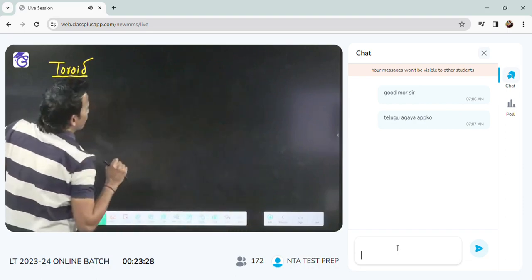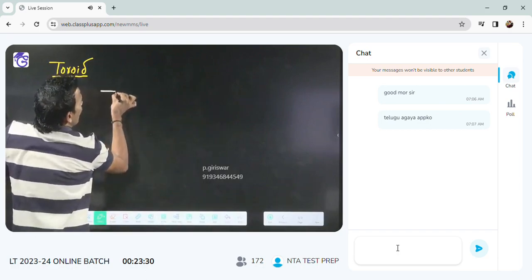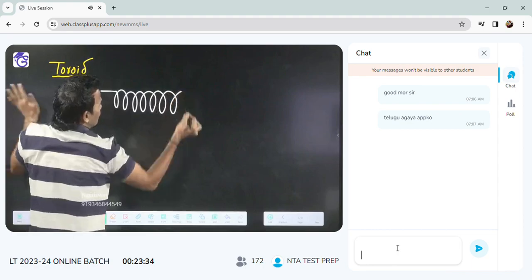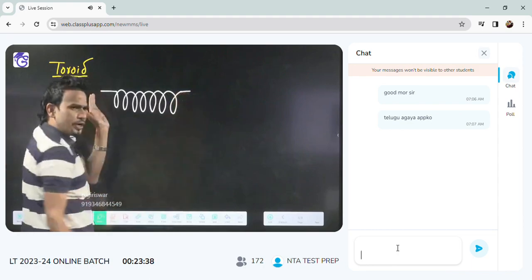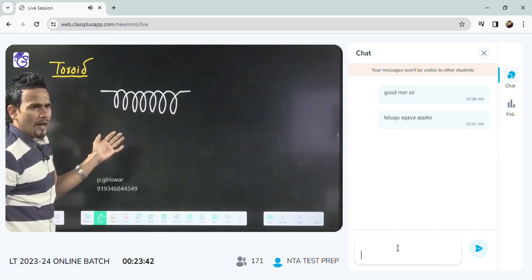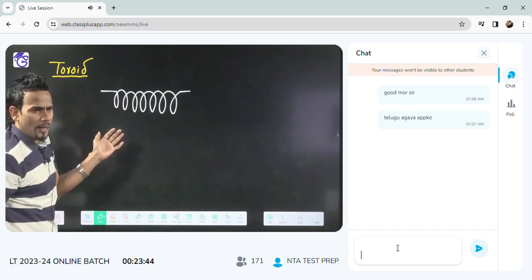For example, if you have one solenoid, someone says, sir, I have one solenoid, no problem. Sir, I am having one solenoid, no problem. Yeah. It's not deleted, toroid is there. Pagal ho gaye ho kya? Okay, no problem. Huh? Okay.